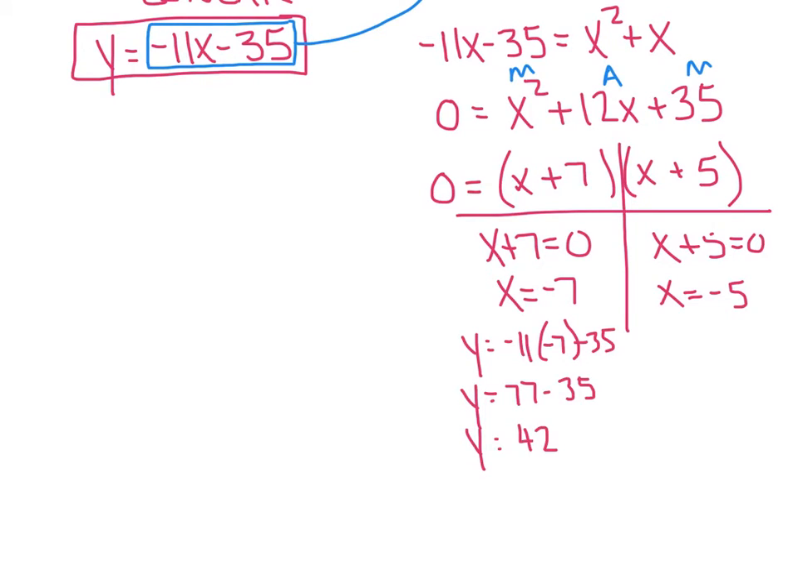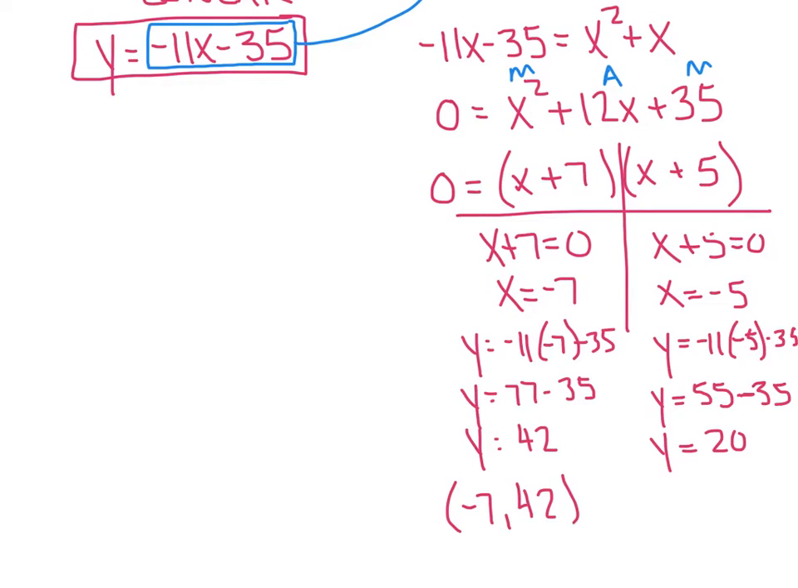That's a big one right there. Or we could say y equals negative 11 times negative 5 minus 35. Y equals 55 minus 35, so y equals 20. Make sure it's a minus sign. So when I'm all done, I just want to express my solutions as ordered pairs. So negative 7 comma 42 is my first solution, and negative 5 comma 20 is my second solution.